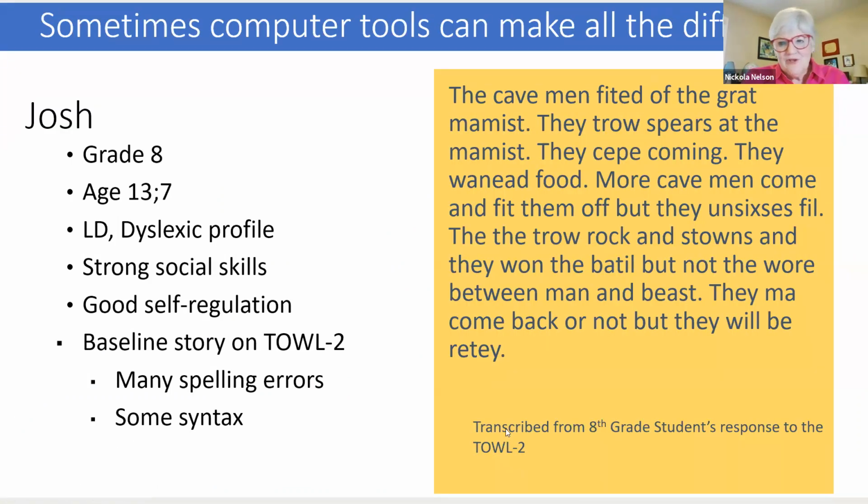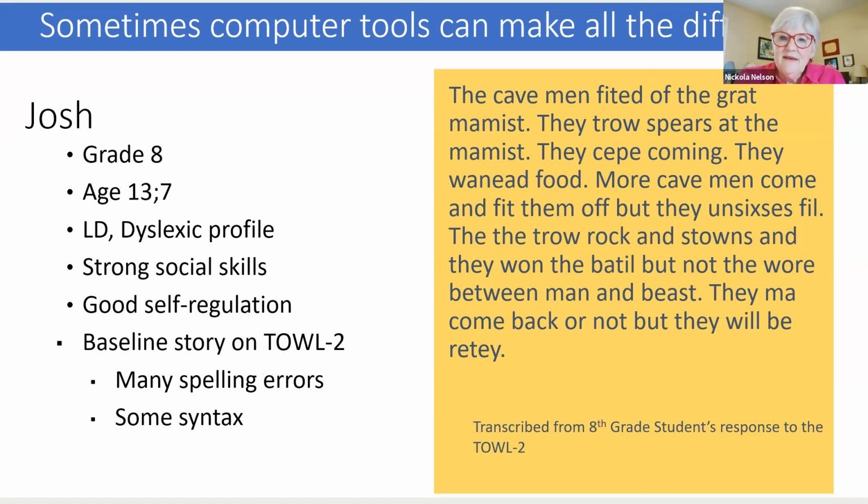I'm going to end with Josh as an example. Josh was an 8th grader who had a profile of dyslexia. He was identified by a school district as having a specific learning disability, and he came to our after-school computer lab activities. He had very strong social skills and good self-regulation, but spelling was his nemesis. So you can see here in this example of his baseline story, which was actually written in response to a question or a picture really on the test of written language.